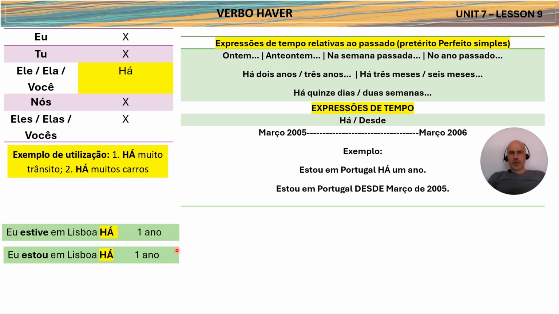All right, so I'm going to show you. The first sentence is not too bad when you translate to English because if you translate word by word, it will work. So the translation for há in this case is ago. So in this case, the right translation for this sentence is I was in Lisbon 1 year ago.